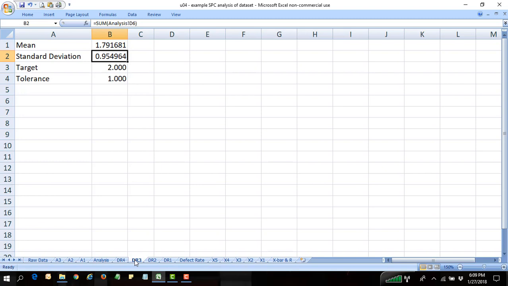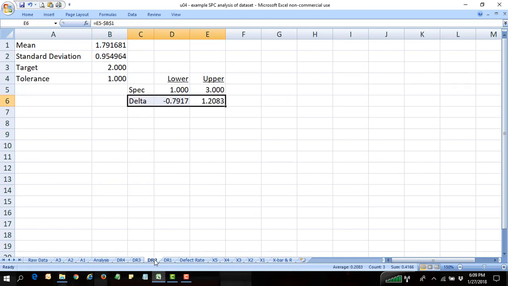The target was 2. The tolerance is plus or minus 1. So I do know that going in, which really means I can define the upper and lower specifications for my data. The lower specification is 2 minus the 1, and the upper specification is 2 plus the 1. So that's pretty intuitive. I want my data to fall between 1 and 3. So anything that falls in my observations between 1 and 3 would not be considered a defective. Anything that falls outside is.